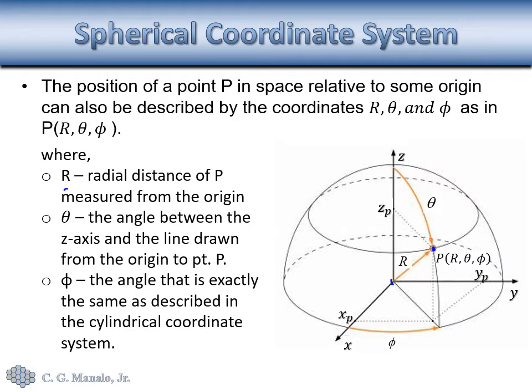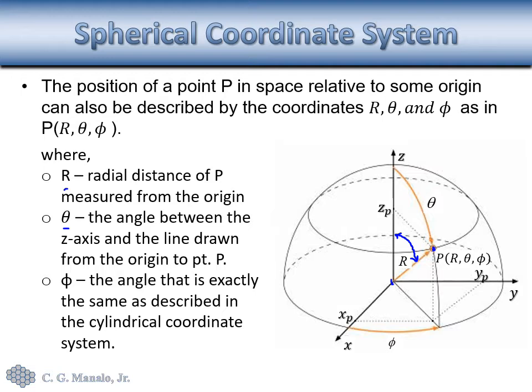The second coordinate is what we call the angle theta, and this is the angle from the z-axis going to the point P. So actually this is this angle here. And the third coordinate is the angle phi, the same phi that we have in cylindrical coordinate system.